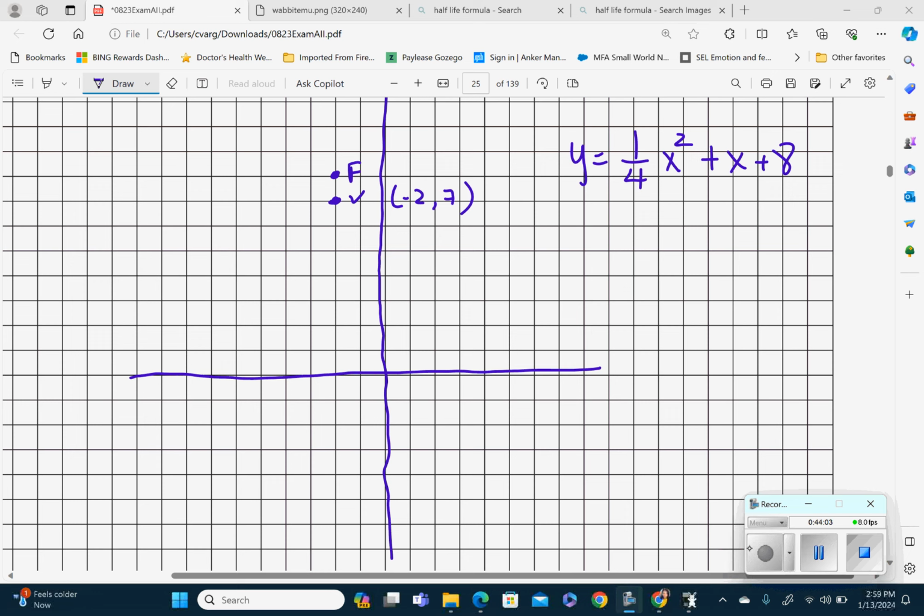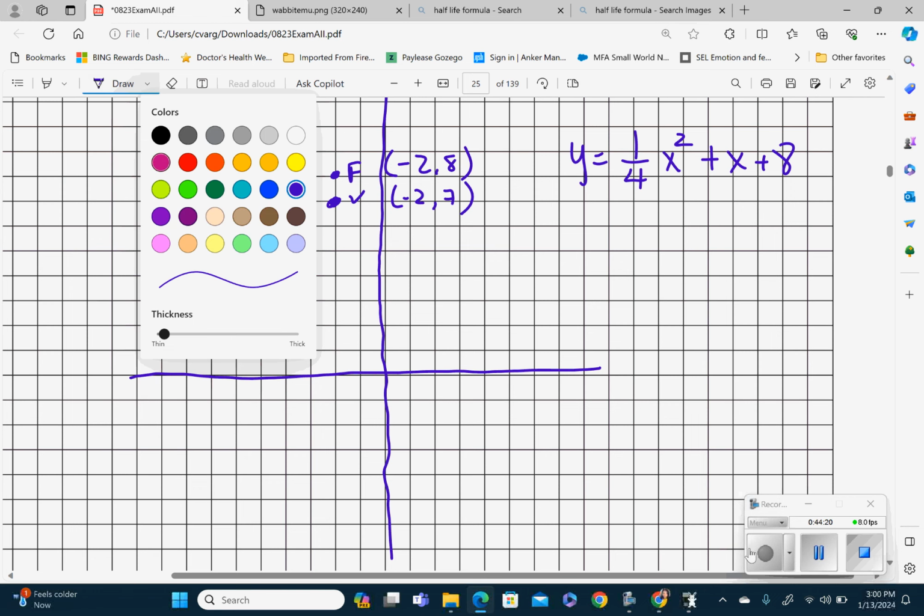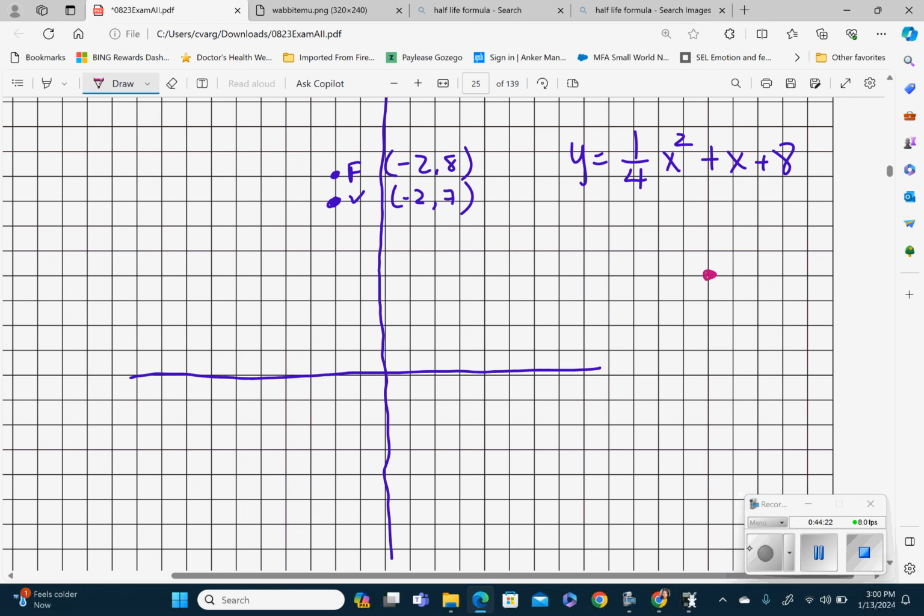So they're telling us that the vertex is (-2, 7). So I just went to (-2, 7), I put a dot, and they told us that the focus is (-2, 8). So I went to (-2, 8), and I put a dot. Okay. Remember, the one thing that you do need to know is the vertex is in between the focus and the directrix. Here's the focus, and the directrix is going to be somewhere right here. Directrix, and here's the vertex.